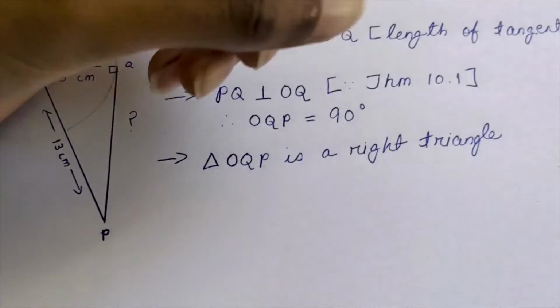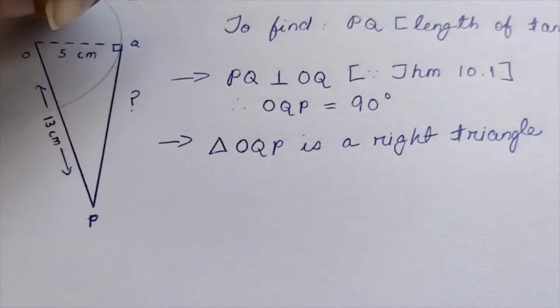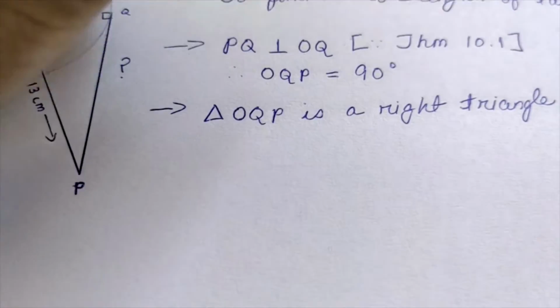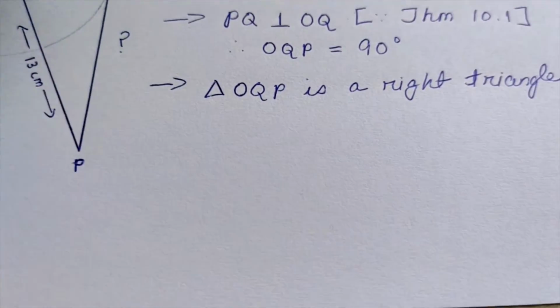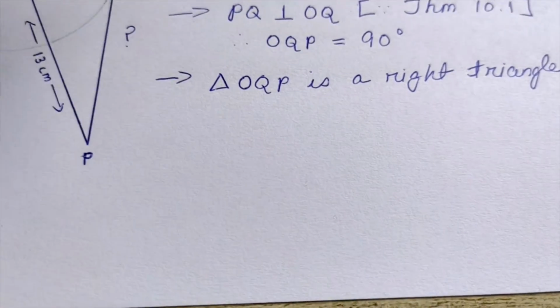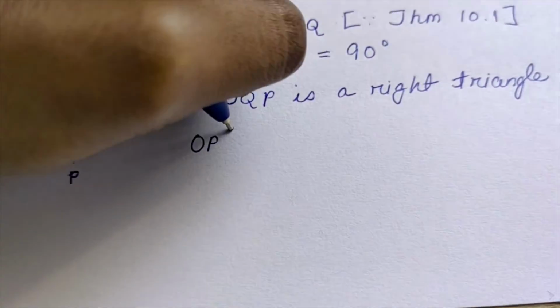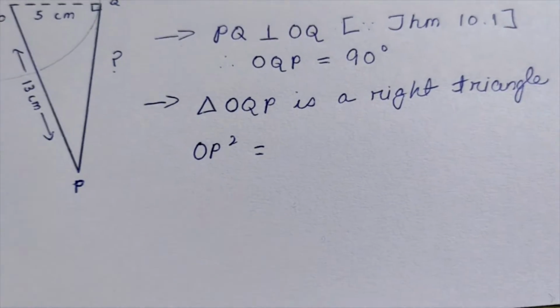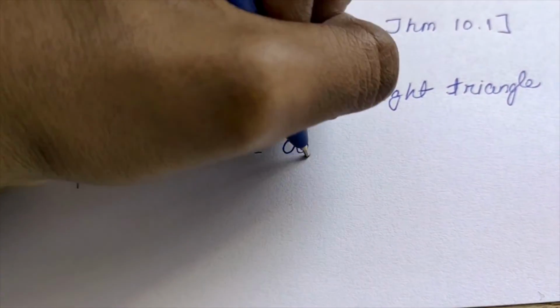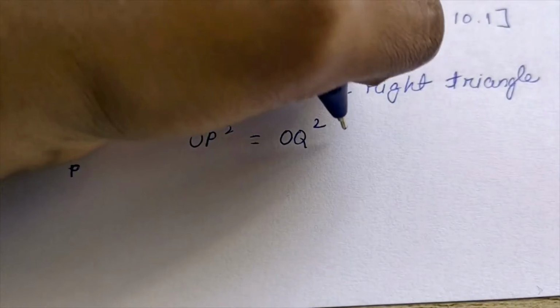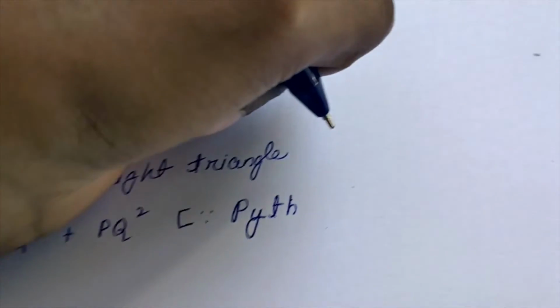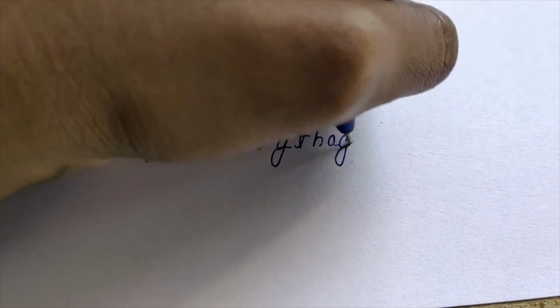And the Pythagorean Theorem states that the hypotenuse value squared is equal to the sum of the adjacent side and the opposite side squared. So in other words, the hypotenuse here is OP squared is equal to OQ squared, which is the radius, plus PQ squared. And this is based on Pythagorean Theorem. Basically, C squared is equal to A squared plus B squared.